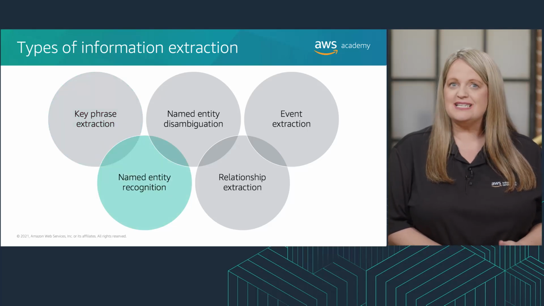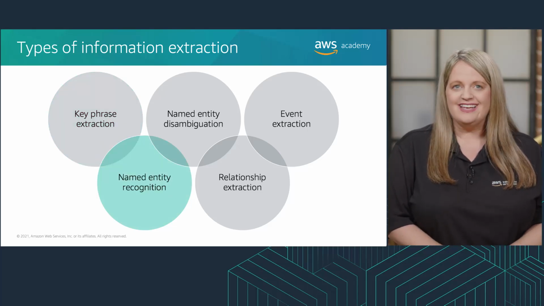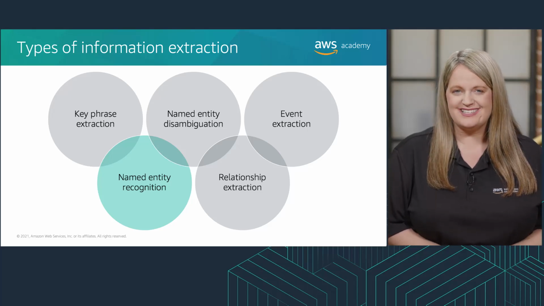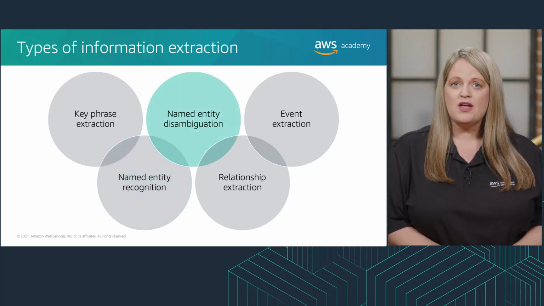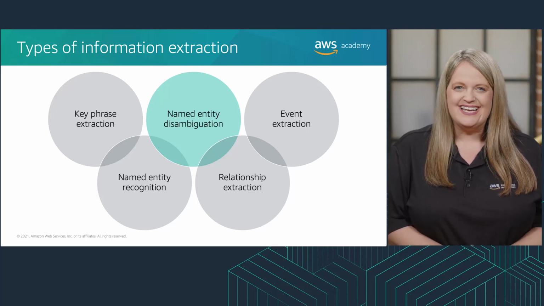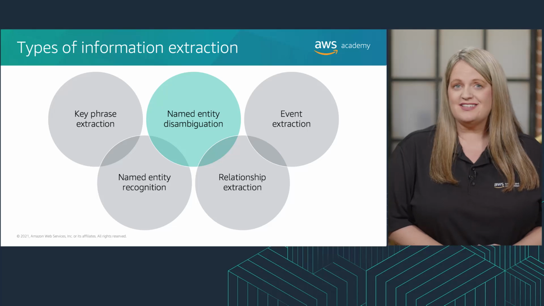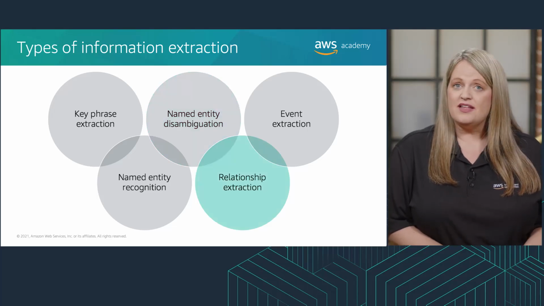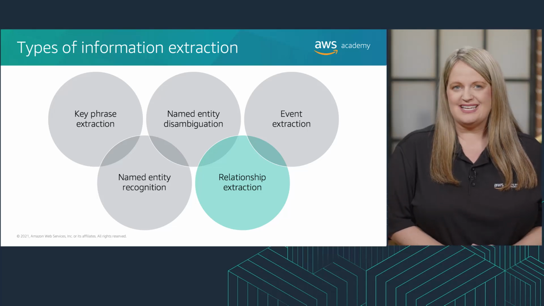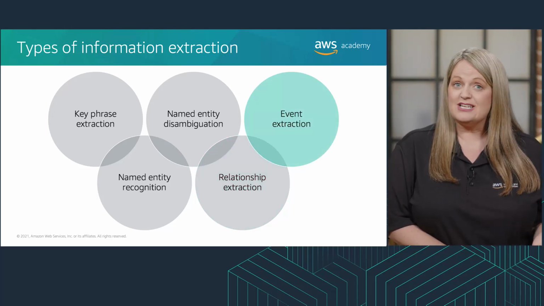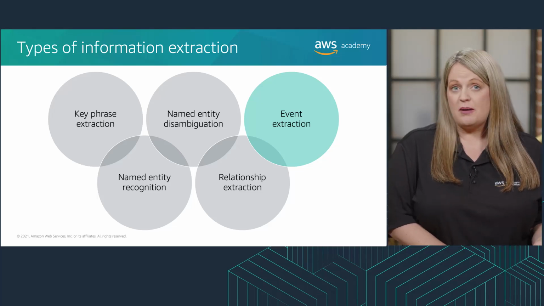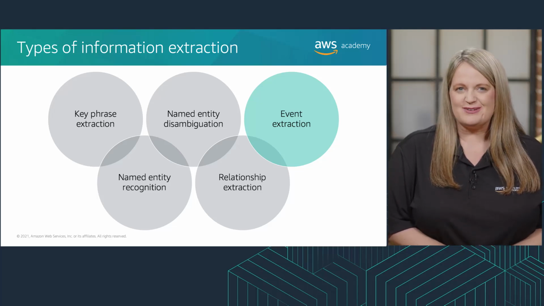Next is named entity recognition, or NER. NER identifies entities, such as names of people, locations, organizations, dates, and product names. The third is named entity disambiguation, or NED. NED is the task of uniquely identifying entities in text. Then there's relationship extraction, which deals with identifying relationships between entities. Finally, event extraction extracts knowledge about events, such as stock splits or initial public offerings, also known as IPOs.